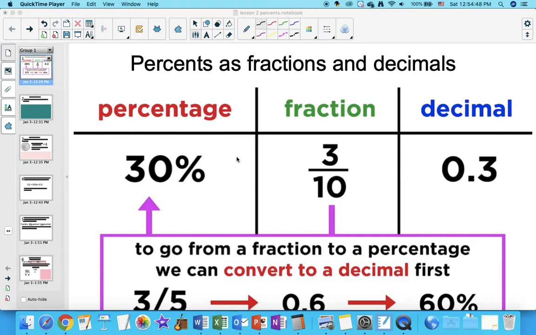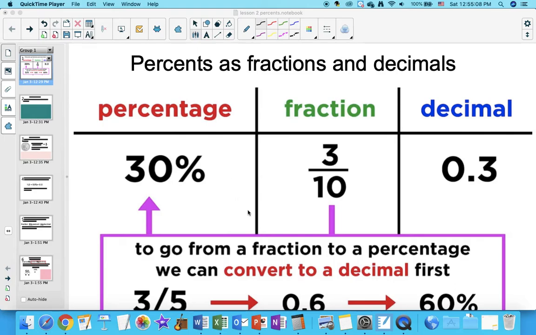You're watching the second lesson on percents. In this lesson, we'll be talking about and reviewing the way to convert percentages into fractions and decimals. You can see on this first slide that you can turn 30% into 3 out of 10, or 3 over 10, into a decimal, 0.3.